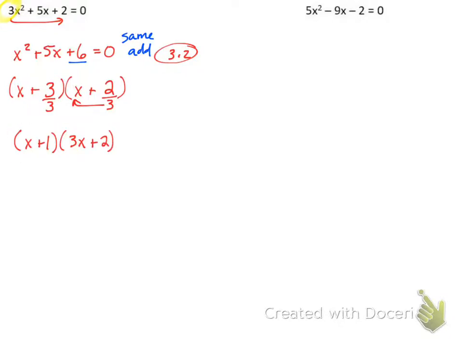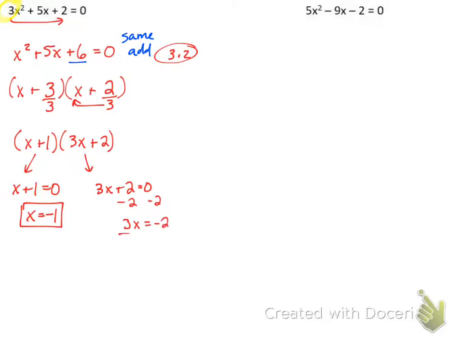Oops. Split it off into two separate equations. Go x plus 1 is equal to 0, and 3x plus 2 is equal to 0. I get x is equal to negative 1 by subtracting the 1 over to the other side. Here I'm going to subtract the 2. Get 3x is equal to negative 2. Divide both sides by 3. Get x is equal to negative 2/3. Again, leave it as negative 2/3.